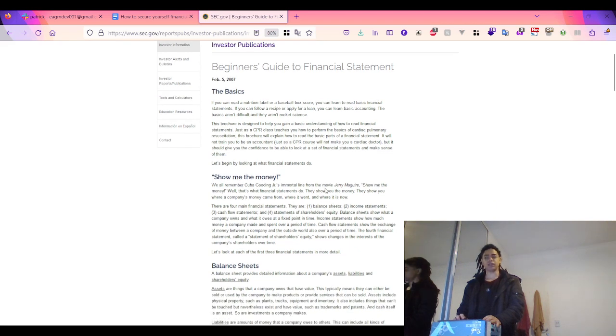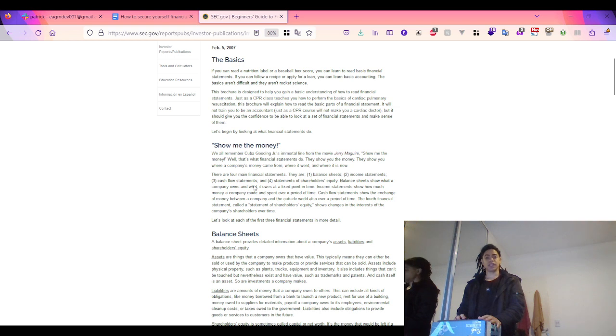So the TLDR, the too long didn't read, is that financial statements show you the money, and there are four types of them. You have the balance sheet, the income statement, the cash flow statement, and the statement of shareholders' equity. The balance sheet shows what a company owns and what it owes at a fixed point in time. The TLDR is that this is a snapshot of the company's assets, liabilities, and shareholders' equity, quarterly or annually.